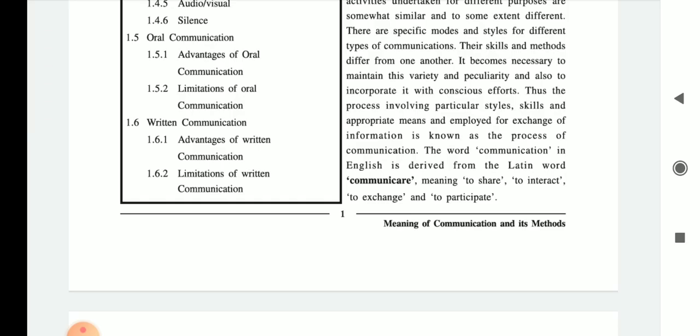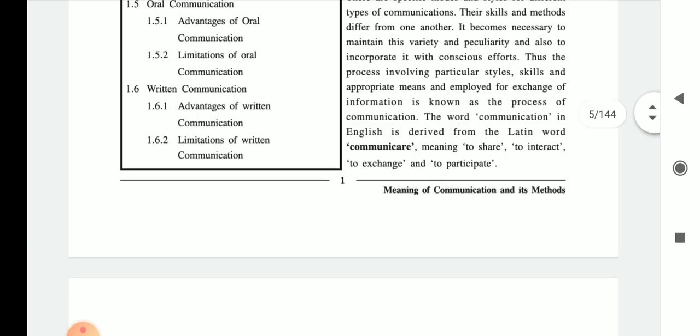That means the process of involving any particular style or skill for each and every person to interact with appropriate ideas and appropriate means. Whatever procedure is conducted at that time is known as the process of communication, whereby the process is fluent and the work is maintained.